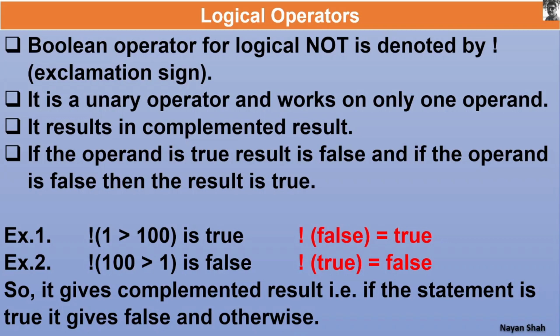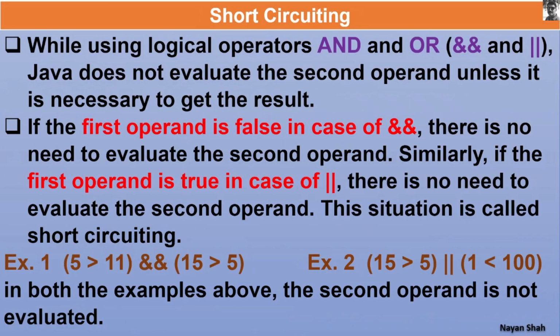And 100 greater than 1, not 100 greater than 1: 100 greater than 1 is true, but not 100 greater than 1 is false. So not true is false. It gives a complemented result, that is, if the statement is true it gives false and otherwise. So that is what the logical operator not does. So all these were logical operators.